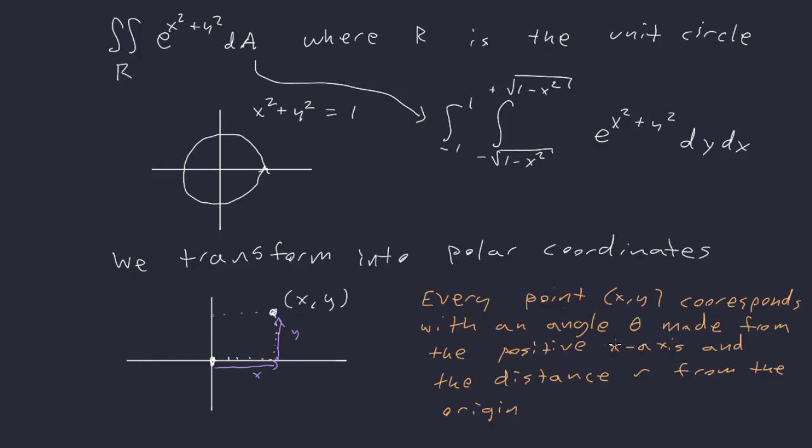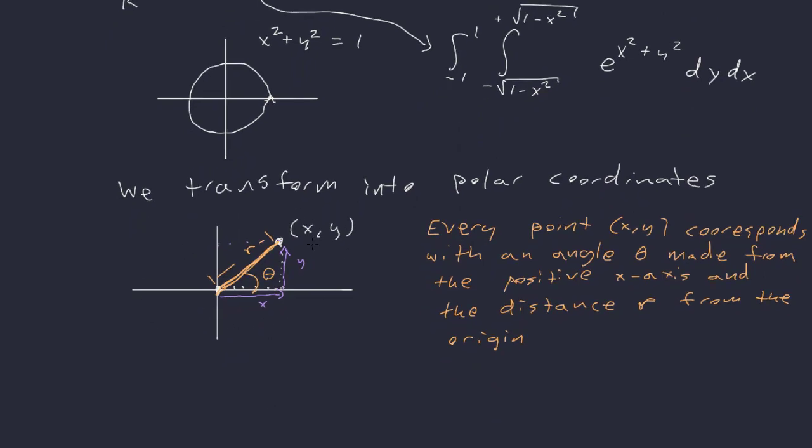Okay? So every point we can completely determine with a theta, an angle it makes with the positive x-axis, and the distance, which we'll call r, from the origin. So if we draw this line between the origin and the point xy, that's going to make an angle theta between it and the positive x-axis, and it's going to have a length from the origin. Okay, and this is where we get our polar coordinates transformation from.